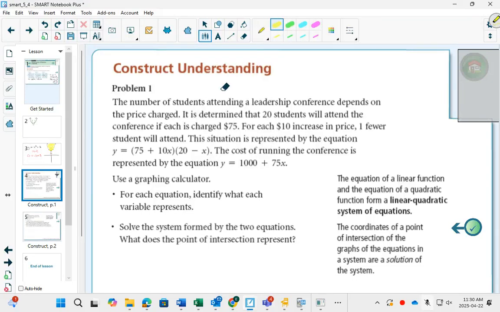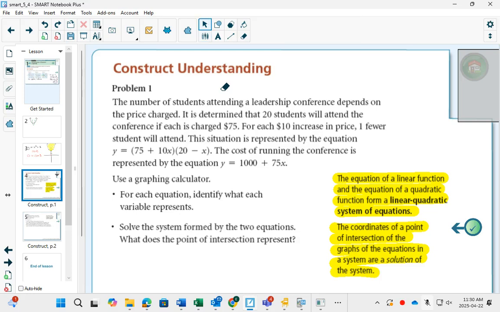We'll do this question. First, we're going to highlight when you have a system of equations where one is a line and one is a parabola. We call it a linear quadratic system of equations because one's a line, one's a quadratic. And wherever you have the intersection of the graphs is the solution. So you can highlight both of those things on pages 386 and 387.